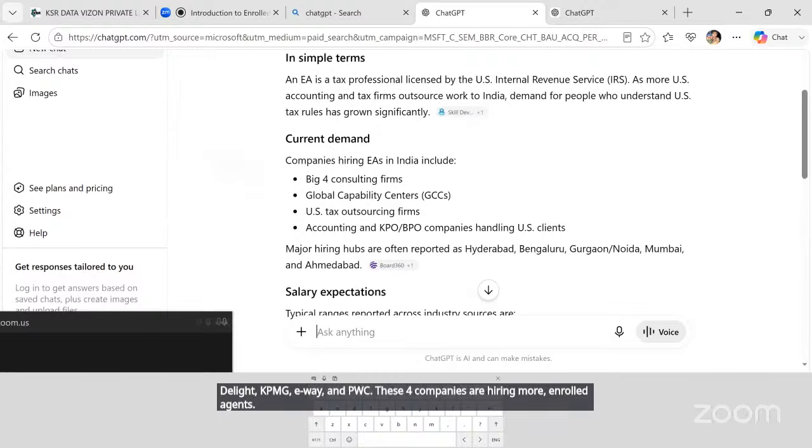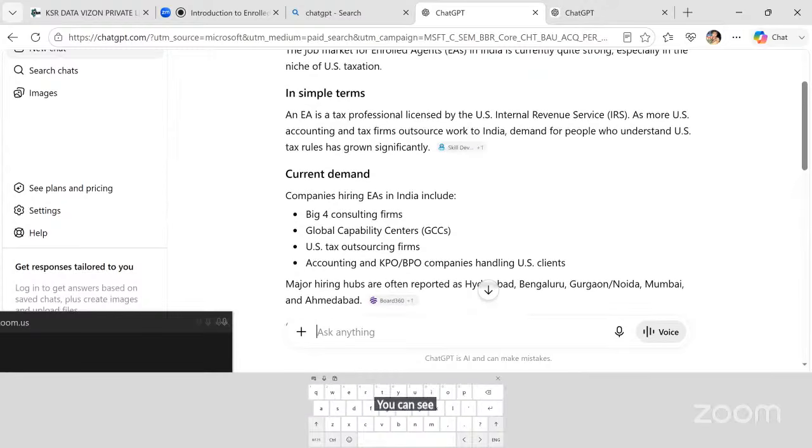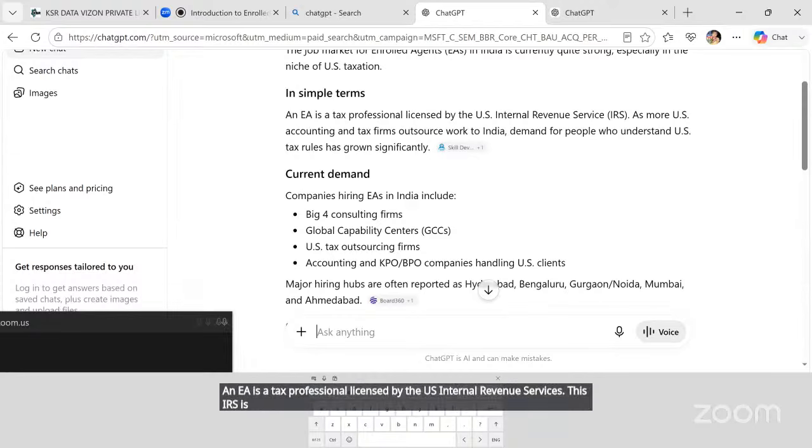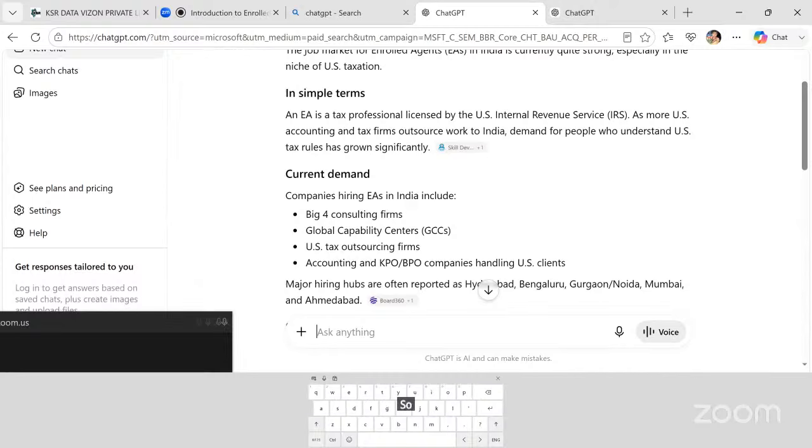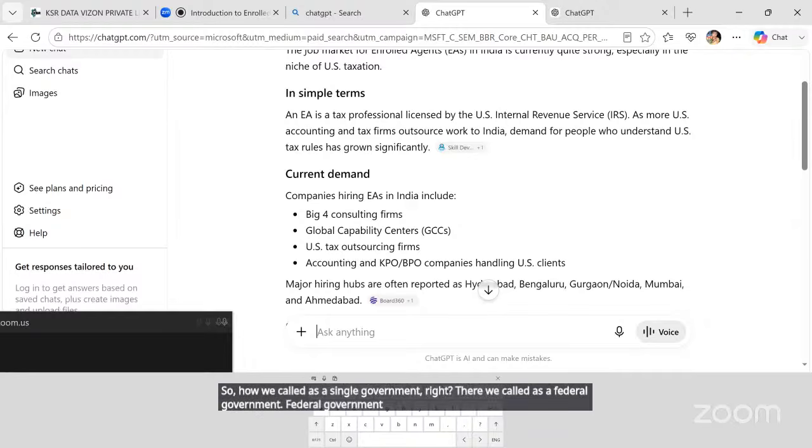You can see, an EA is a tax professional licensed by the US Internal Revenue Service. This IRS is not any institution, organization, or university, sir. It's directly the central government of America. What we call the central government, there they call the federal government. Like the Income Tax Department in India, similarly the Internal Revenue Service, the IRS.